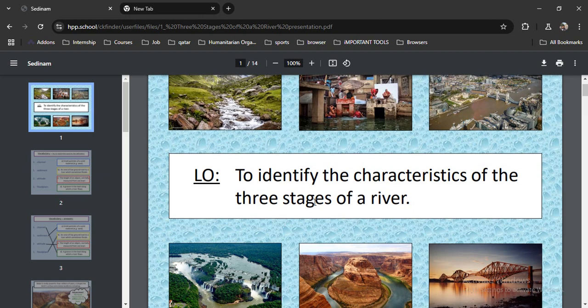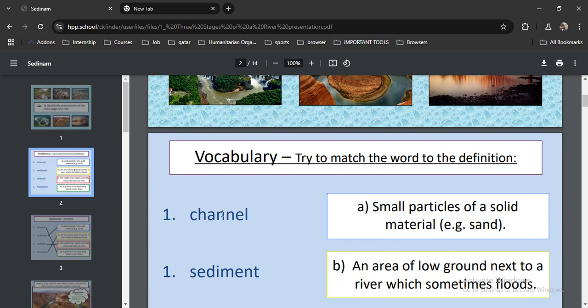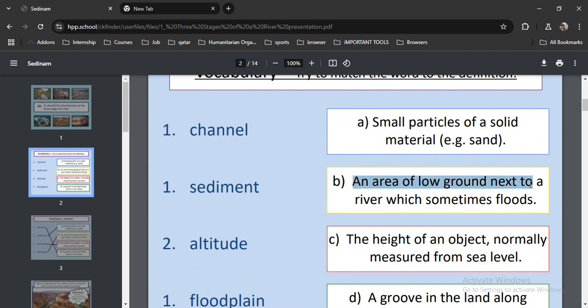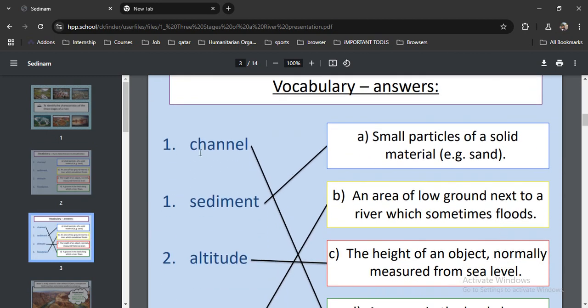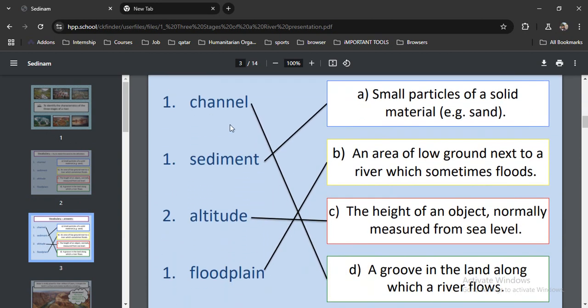So to identify the characteristics of the three stages of a river. Vocabulary: channel, small particles of solid materials, sediment, an area of low ground next to a river which sometimes floods, altitude, the height of an object normally measured from sea level, floodplain, a groove in the land along which a river flows. So you need to match them. Channel, a groove in the land along which a river flows. Sediment, small particles. Altitude, height of an object. Do you know what a floodplain is? An area of low ground next to a river which sometimes floods.